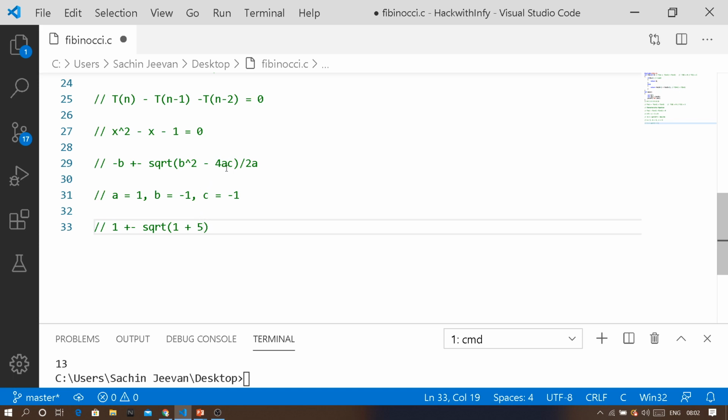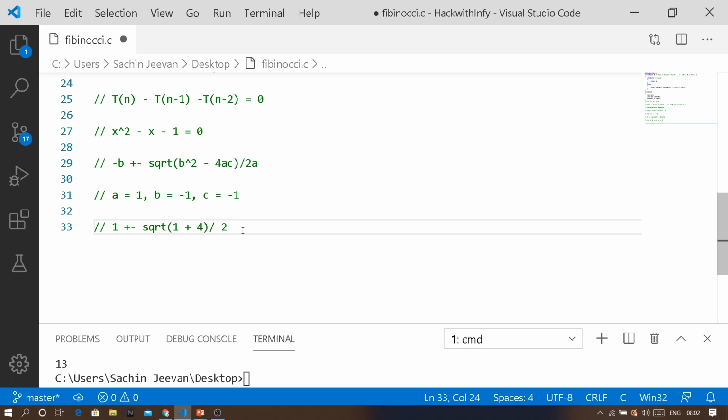Why is it plus 5? Because this term evaluates to, sorry, it is square root of 1 plus 4, because 4 multiplied by a is 4, and 4 multiplied by minus 1 is minus 4. So minus 4 multiplied by minus is plus 4. Okay, the whole divided by 2a. What is a? 1. So 2 into a is 2 into 1 is 2. So 1 plus or minus square root of 1 plus 4 divided by 2.